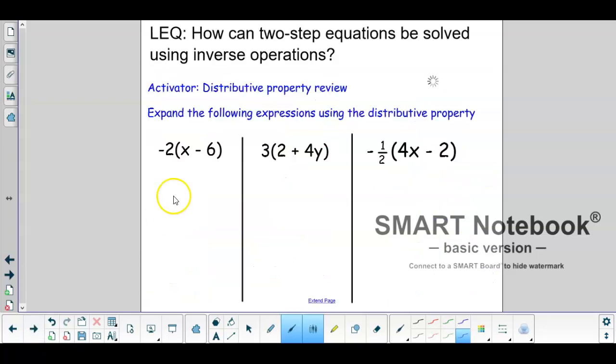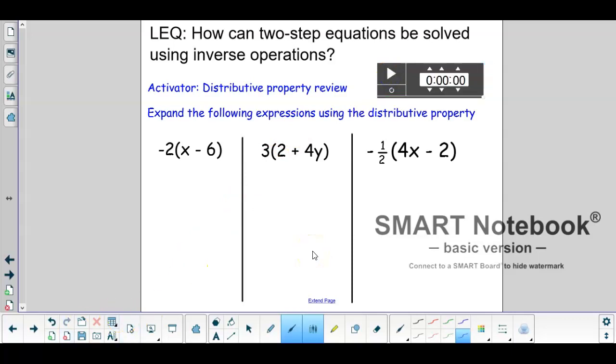If not, well, let's do the activator today. So part of today, we're going to be using the distributive property to simplify some equations to be able to solve. So I want you to expand the following expressions using the distributive property over under. This should take you about 3 minutes, but if it takes you less, go ahead and unpause the video at that time and get it going.